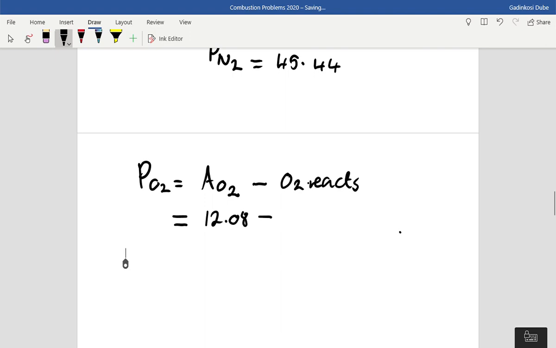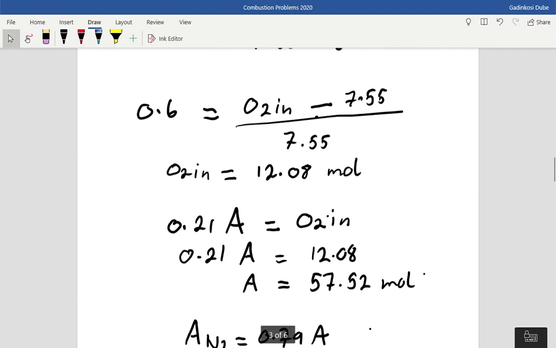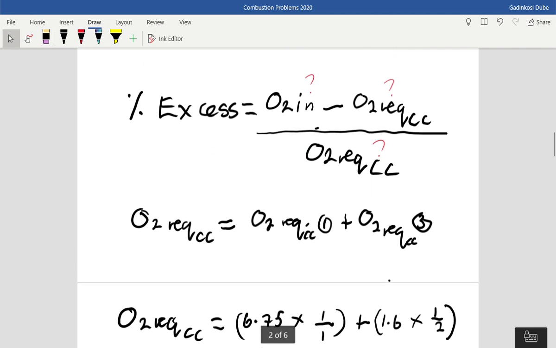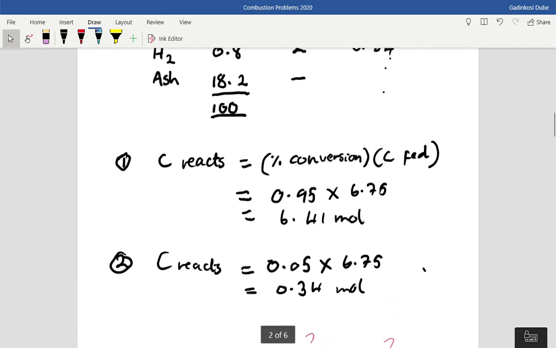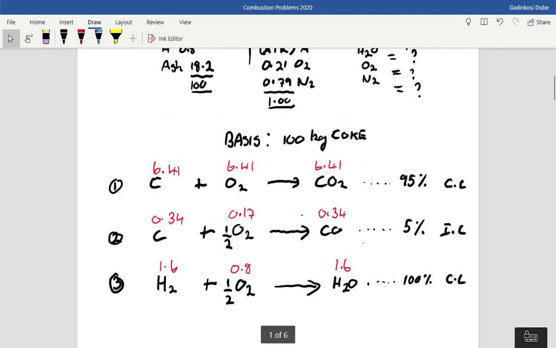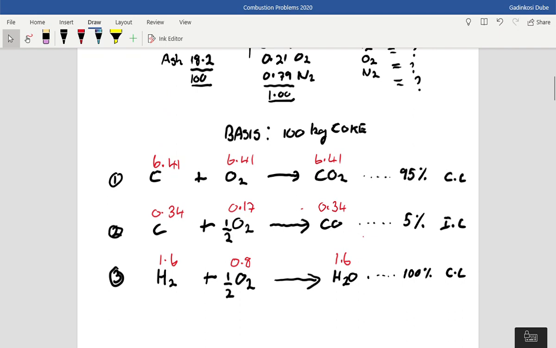Subtract. Now the oxygen that reacts, we take into account all the reactions. Unlike when we are calculating the oxygen required for complete combustion, we take into account all the reactions. So which means now when we calculate the oxygen that reacts, we're going to take into account the first reaction, second reaction, all of them now. So we take into account this reaction, and that reaction.